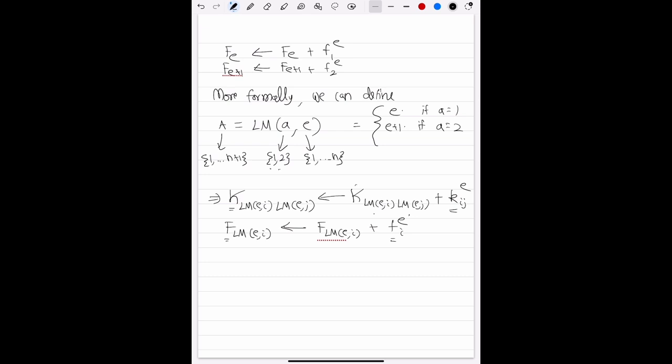The last thing left to figure out is how do we actually compute the element stiffness matrix and the element force vector. Let's talk about that right now. Computation of the element stiffness matrix and the element force vector.